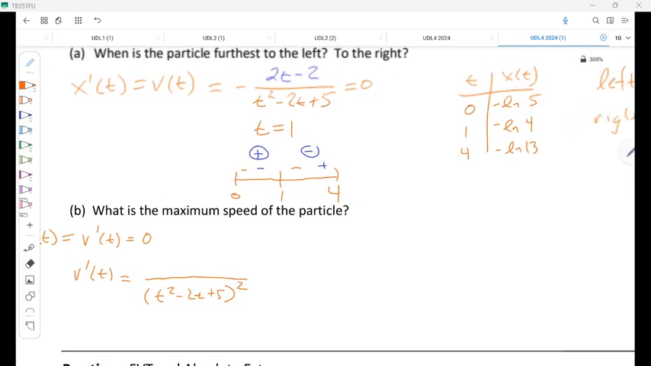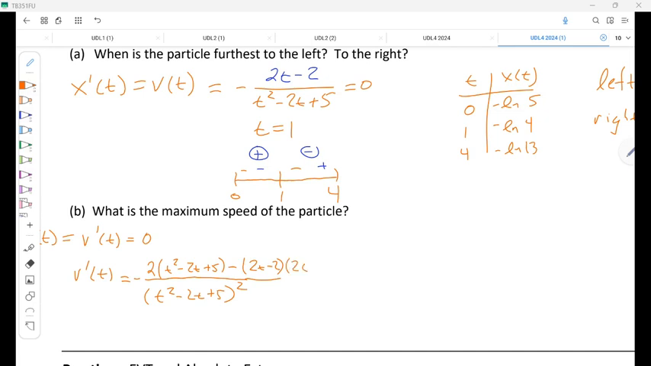But let's see what we get. All right, so it looks like we have the derivative of the first. We probably need a negative out front if we want to get a right answer. 2 times the quadratic, t squared minus 2t plus 5, minus, because it's the quotient rule, 2t minus 2 times 2t minus 2, right? Yeah, because in both cases, to get that 2t minus 2, we had to take the derivative of the denominator.